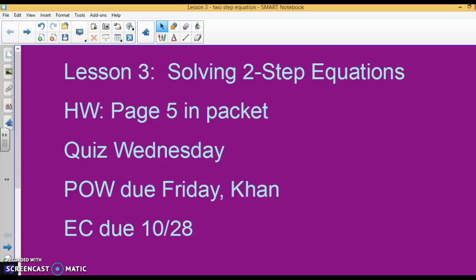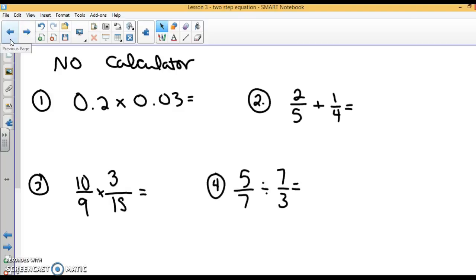What we're talking about today is Pre-Algebra, Unit 3, Lesson 3, solving two-step equations. The homework that goes with this is page 5 in the packet. All right, pause your video and do these problems.